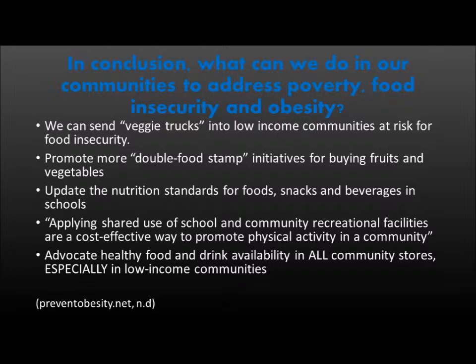The state of Georgia has created more community awareness by designing commercials aimed at fighting childhood obesity. Here are a couple examples of the commercials that have been put into place.